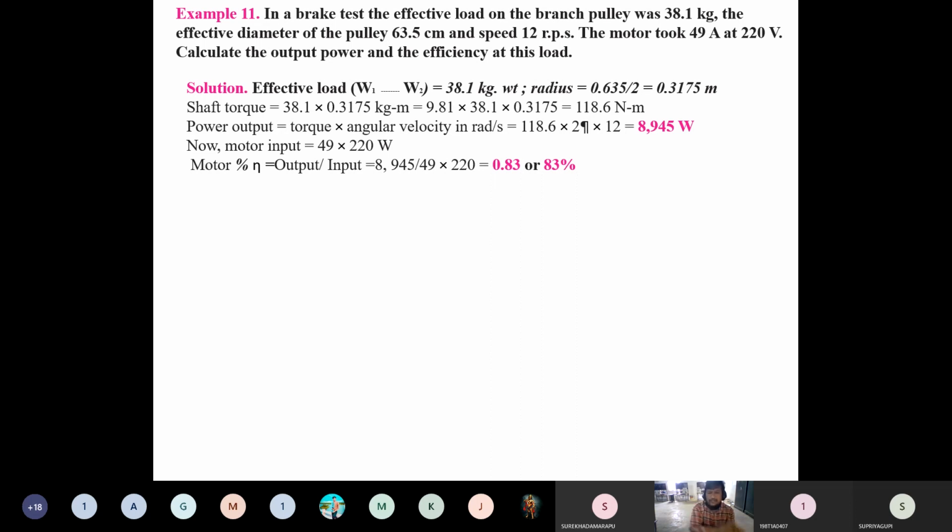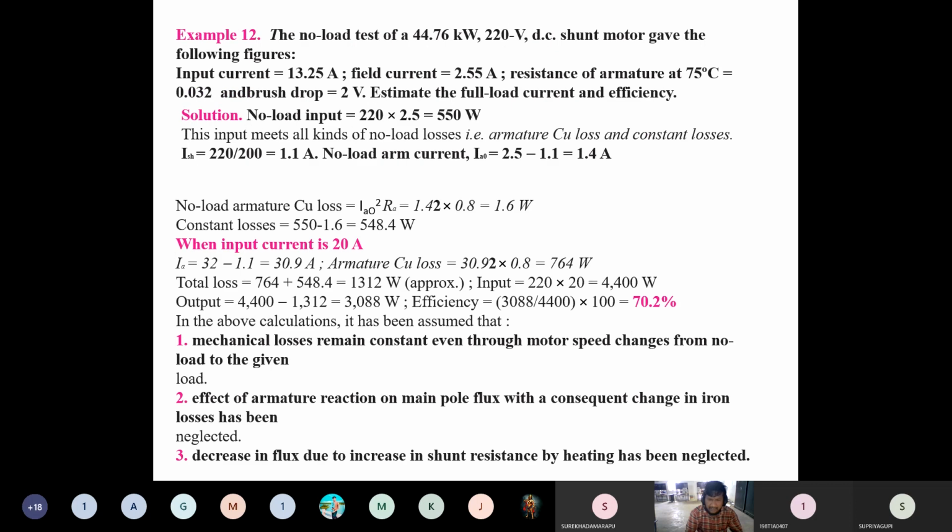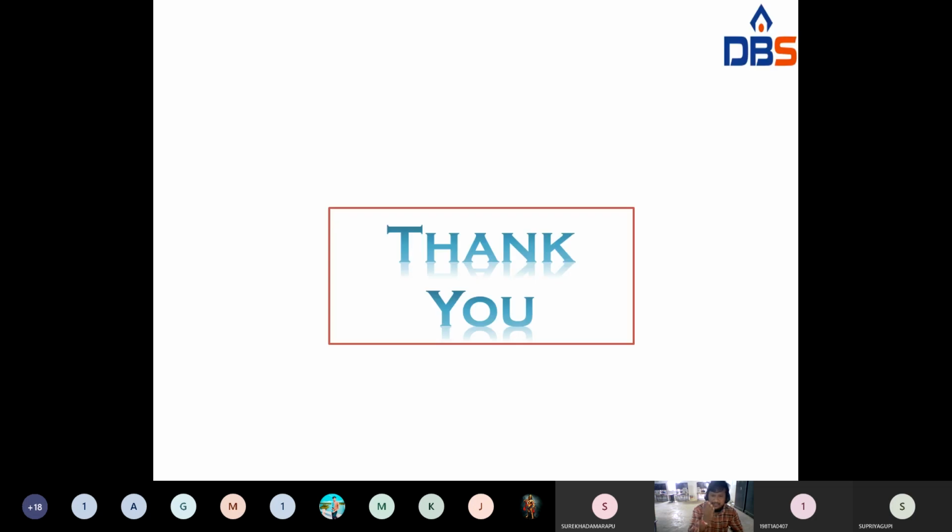Substitute all 4 values in that above equation. N2 by N1 is equal to EB2 by EB1. N2 is 600, N1 is 1200. So 600 by 1200 is equal to EB2, that is 420 minus 30 into R external plus RA, divided by EB1, that is 330.